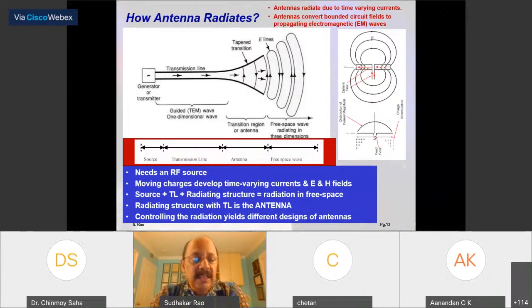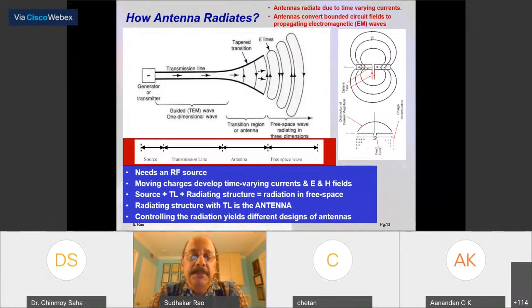So there are four parts. You need a generator, or transmitter or receiver. And then you need a transmission line, which might be a waveguide. And then you need a tapered transition. That one is basically to match the waveguide impedance to free space impedance. And the taper transition is very important because that's basically your antenna.